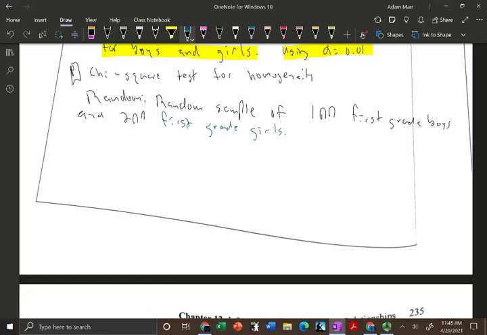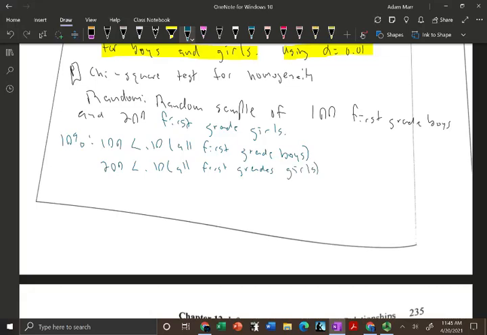All right, awesome. Now we're going to go to the 10% condition. We have 100 is going to be less than 10% or 0.10 of all first grade boys, and 200 is obviously less than 0.10 of all first grade girls. This was a random sample, so we do indeed have to do the 10% condition.